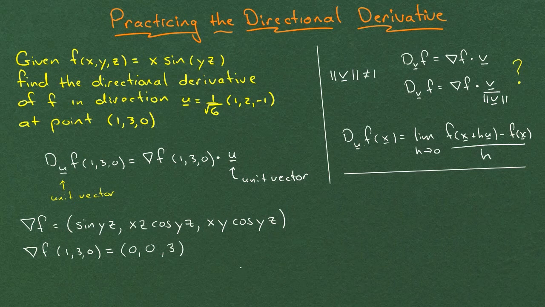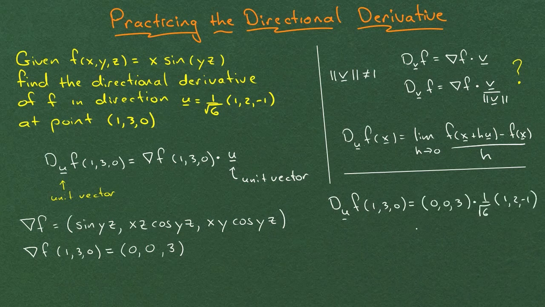So very easy. Then we have u, so we can just plug in. Let's do it over here. So let's just say D_u f at (1, 3, 0) is simply this dot product. And that, in turn, simply is minus 3 over the square root of 6. And that's the answer. And that's all you have to do. And again, unless you're asked to compute the directional derivative by this means, you simply have to do this calculation: compute a gradient, and do a dot product. It's that easy.